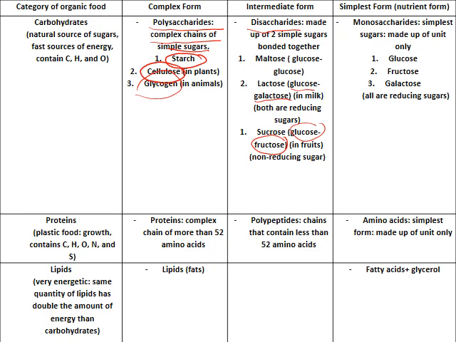Last one, the simplest form or the nutrient form, is the monosaccharide. Mono means only one, so it's made up of one unit only. Examples: glucose, fructose, galactose. All of them are reducing sugars.